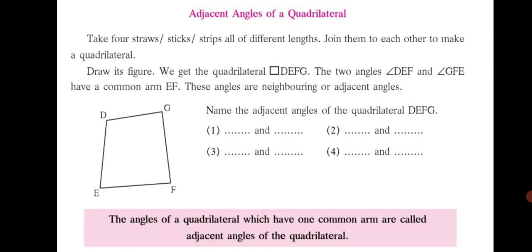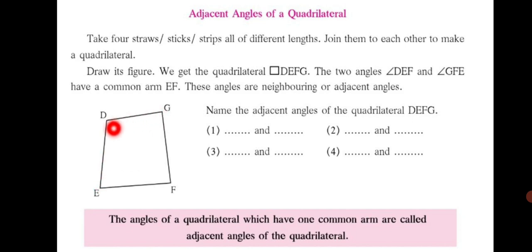Let's start with the first pair, angle DEF and angle GFE, where EF is common. Same way, now we are going to take GF common. So let's name the angle EFG and angle GFE is the second pair. Now let's take DG common.